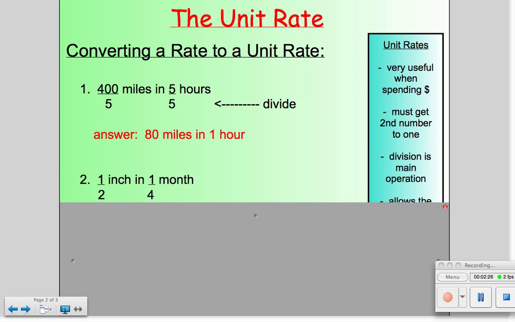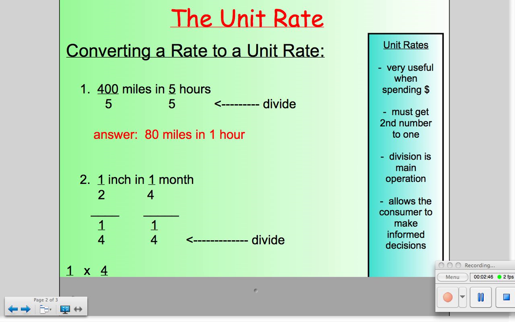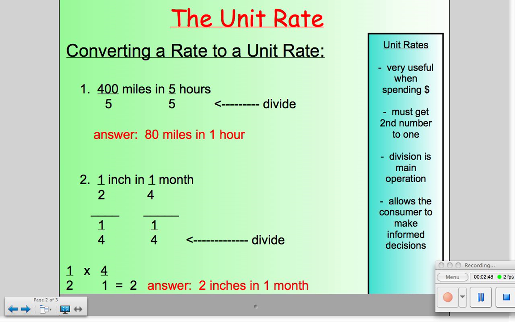So of course I need to get that 1/4 month down to 1 month. In order to do that, I'm going to divide each side of that rate by 1/4. Now we know that 1/2 divided by 1/4, well, since we're dividing fractions, we're going to have to use our reciprocal and change it to multiplication. So that's what I did. And when I did that, I got 2 inches in 1 month. So that's my unit rate.